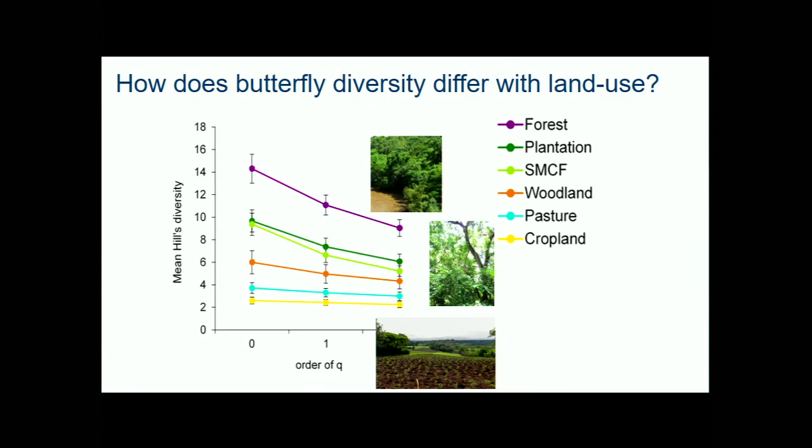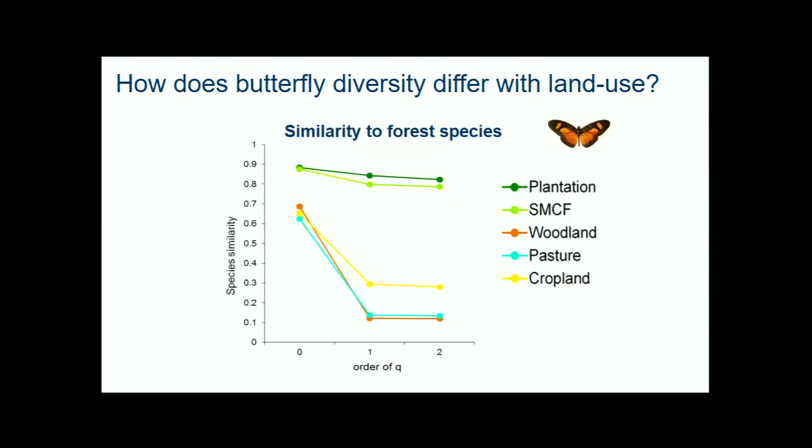The next thing was, okay, so diversity seems to be relatively high within coffee forests and timber plantations, but are the species the same species that you're finding in natural forest? So again, we've used species similarity here, weighted to the order of Q, looking at the number of species that are shared between natural forest and the other habitats. So all of these are similarity to forest.